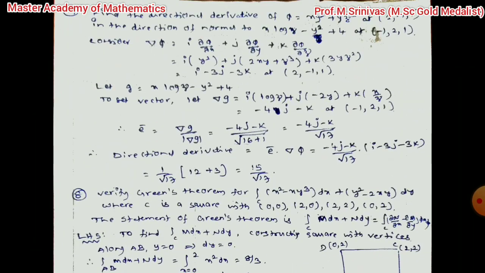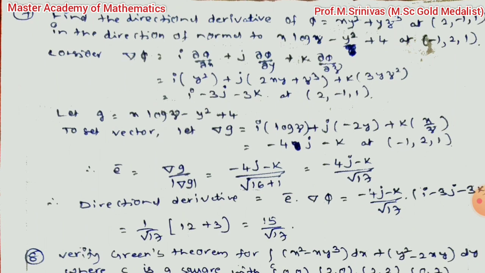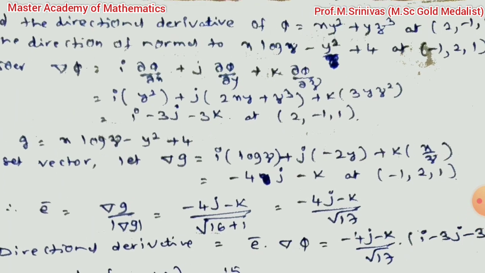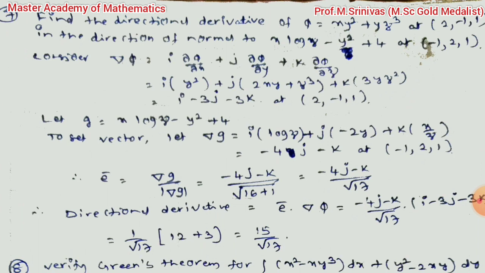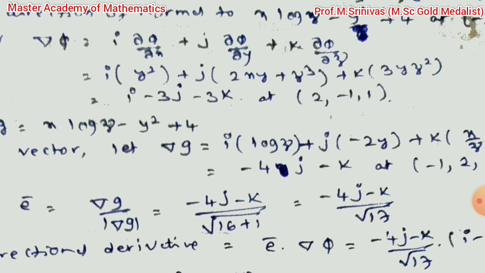Coming to the next one, seventh one. Find the directional derivative of phi equal to xy square plus yz cube at the point 2, minus 1, 1 in the direction of the normal to the surface x log z minus y square plus 4 at the point minus 1, 2, 1. So two different points are given here; just remember those values. The given phi is a scalar function. To get the directional derivative, first you calculate the gradient of that scalar function: i dou phi by dou x plus j dou phi by dou y plus k dou phi by dou z.